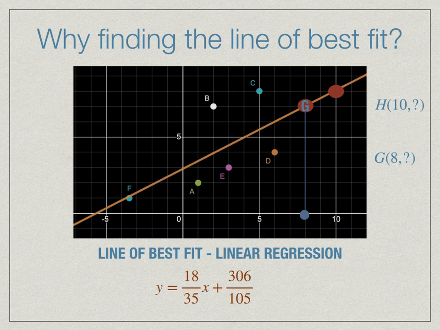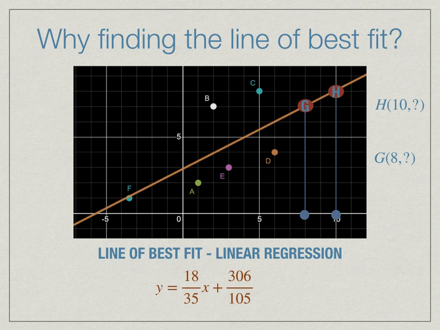Similarly, if you want to find the y value when x equals 10, you don't have historical points for x equals 10, so you should use the line of best fit to estimate a y value for this point. I call it h. Just plug 10 into x, and you can find the y value.